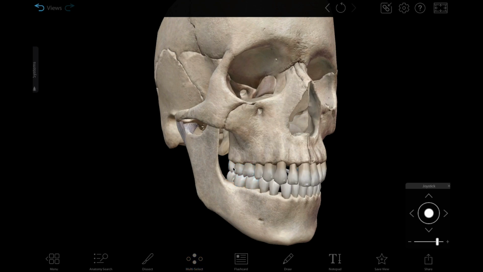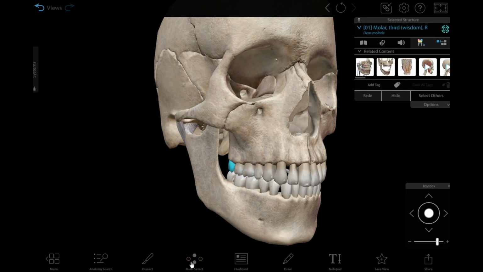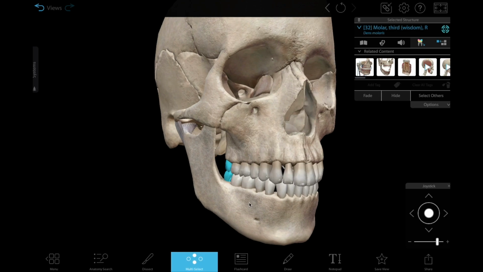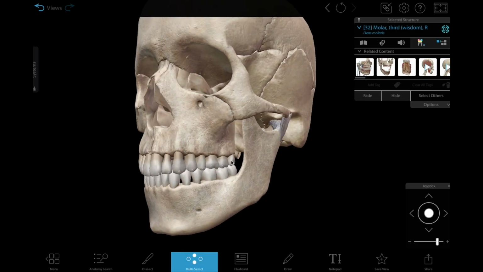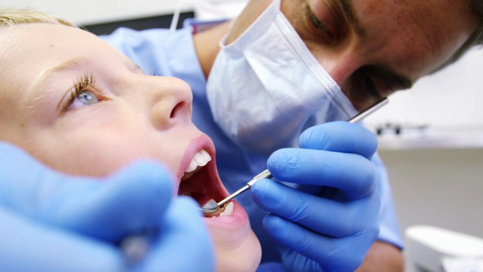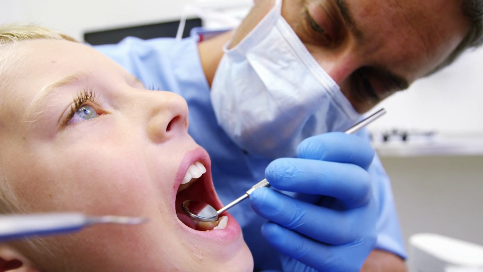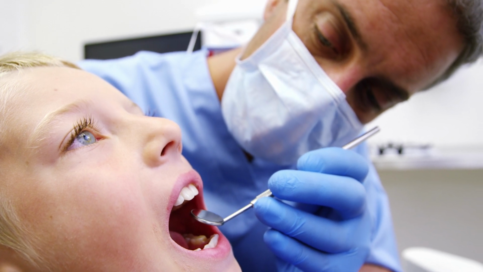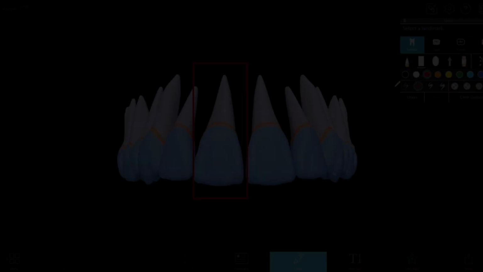The third molars, the ones furthest in the back, are often called wisdom teeth. Sometimes, the third molars never erupt in the first place. Many people end up getting them removed, since there often isn't enough room for them in the mouth, and they can potentially cause infection or damage to nearby teeth if they grow in at an angle.